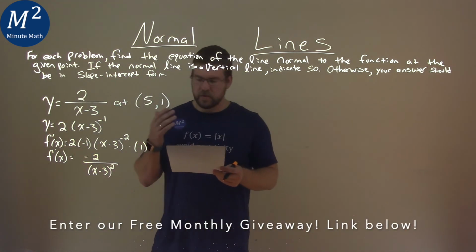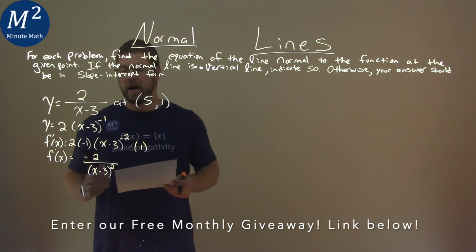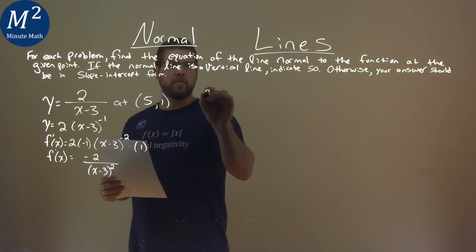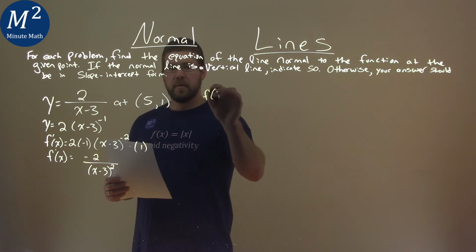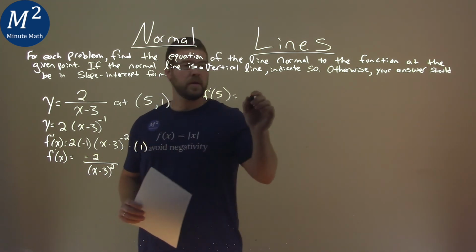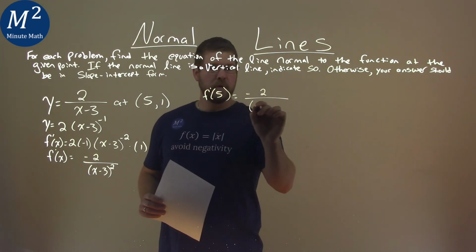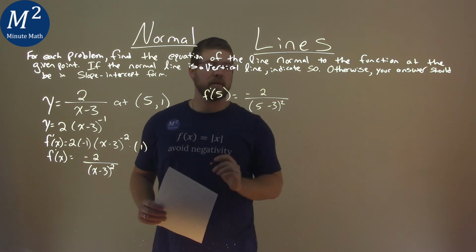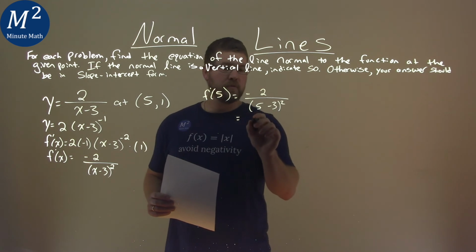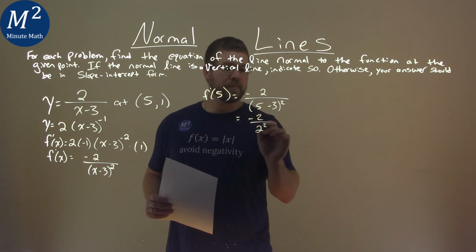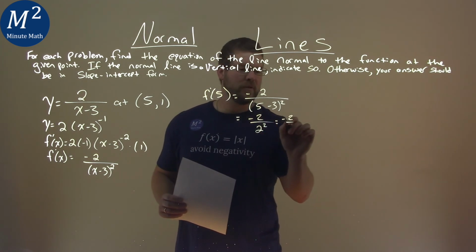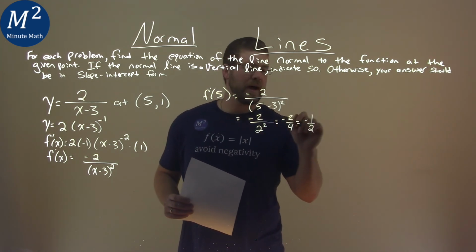We need to find the slope of the tangent line there at 5, 2, and that will help us get the normal line. So we take f prime of 5 here, the x value, and plug it into our equation. Negative 2 over 5 minus 3 squared, right there. Now let's go simplify. Negative 2 over 5 minus 3 is a 2, so we have negative 2 over 2 squared. And what does that come out to be? Well, negative 2 divided by 2 squared is negative 2 over 4, which is a negative 1/2.